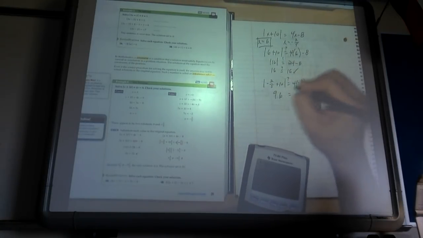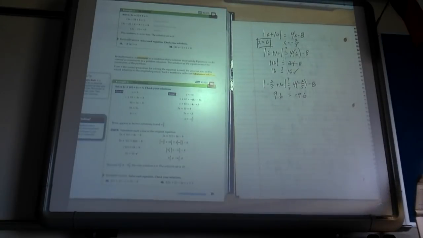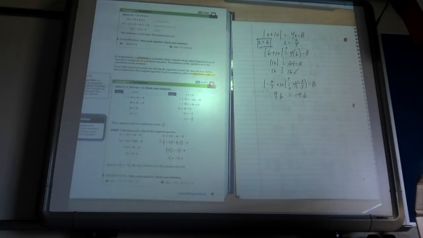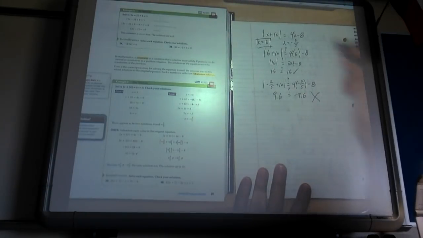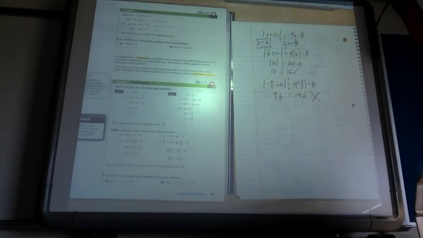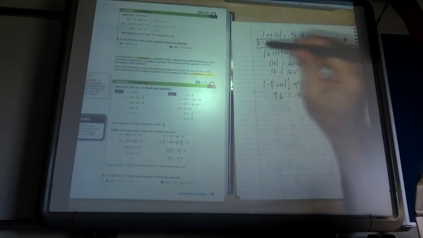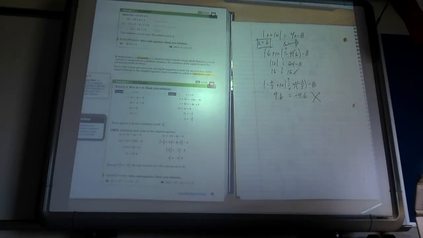So remember, we're seeing if these are equal. And you look at that, and the question is, are they equal? I get that both those numbers are the same, but one's positive and one's negative. Is that the same thing? No, it's not. That's not one of our answers. So negative 2/5 doesn't check. The only answer for this is x equals 6.